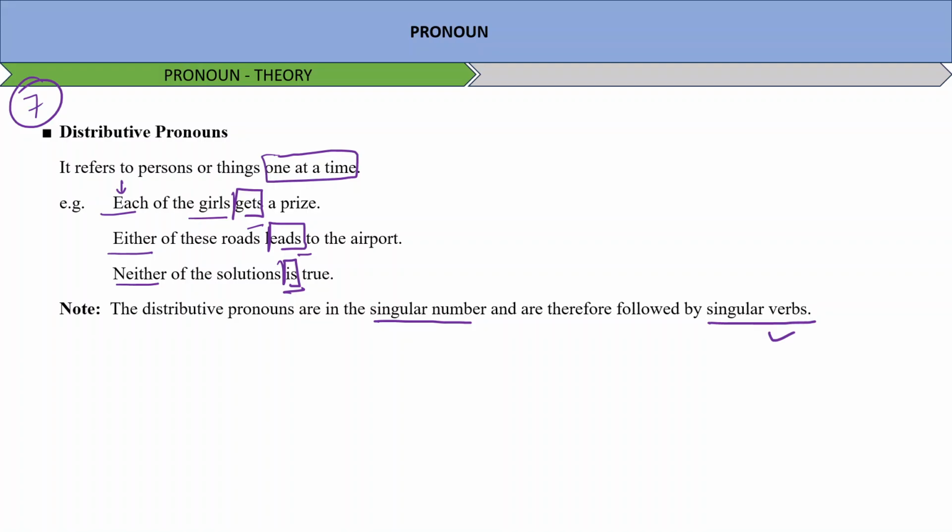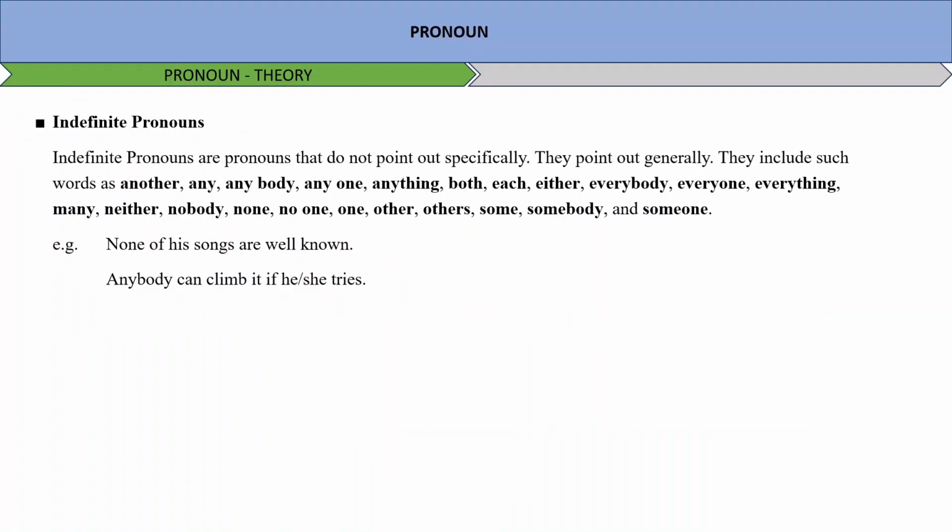What is an indefinite pronoun? Indefinite pronouns are pronouns that do not point out specifically. They point out generally. It is used for "in general." They include such words as another, any, anybody, anyone, anything, both, each, either, everybody, everyone, everything, many, neither, nobody, none, no one, one, other, others, some, somebody, and someone.